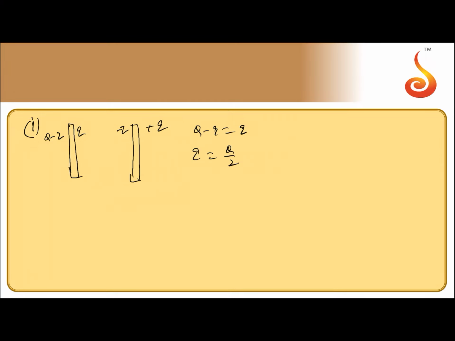So first part, which is Q minus Q plus Q, Q minus Q. We know Q minus Q will be equal to Q. So Q will be equal to Q by 2. So final situation is like this. So this is the final situation. So come to the second part of the question.